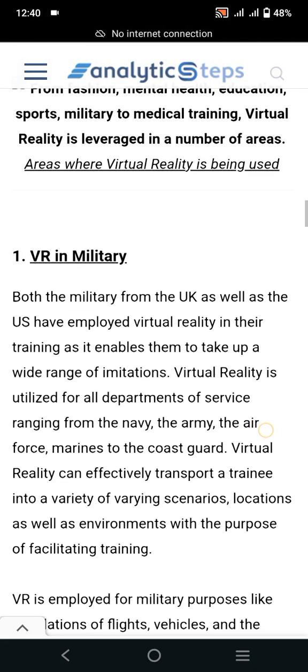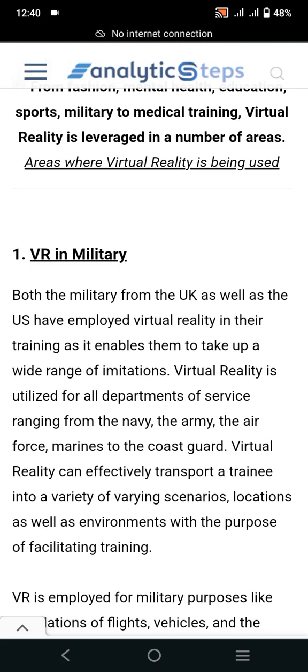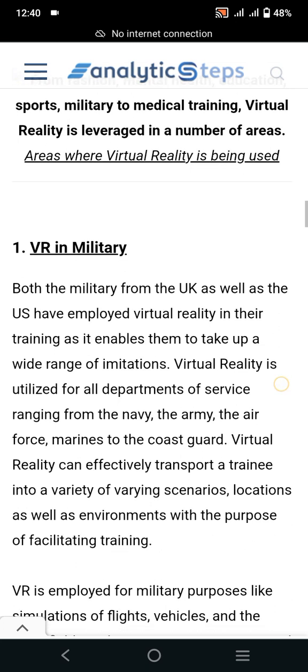VR in the military. Both the military from the UK as well as the US have employed virtual reality in their training as it enables them to take up a wide range of missions. Virtual reality is utilized for all departments of service ranging from the navy to the army, the air force, marines to the coast guard.